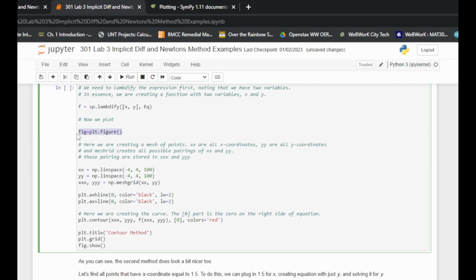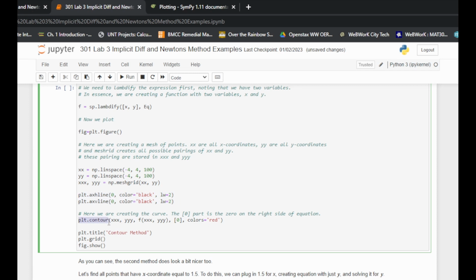Next, we create our figure, and now we create what's called a mesh grid. So what's a mesh grid? In essence, it's a grid of all coordinates. So we let our x vary between -4 and 4. We let our y vary between -4 and 4. And then a mesh grid takes all the possible coordinates where x is between -4 and 4 and y between -4 and 4. This creates our axis, so horizontal and vertical axis.